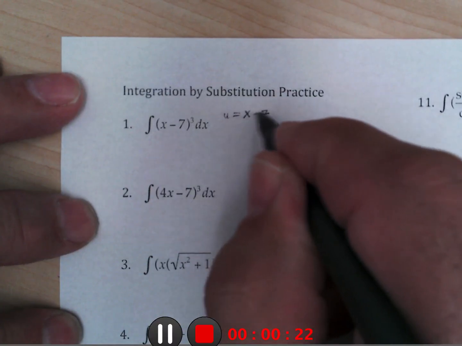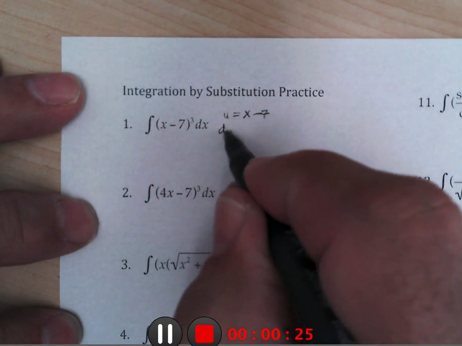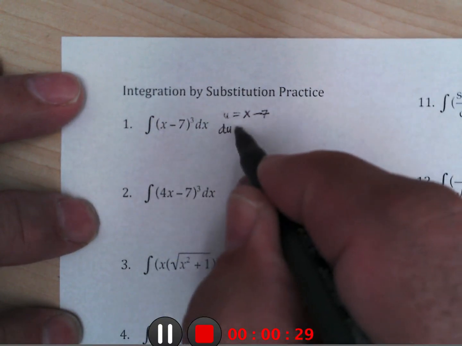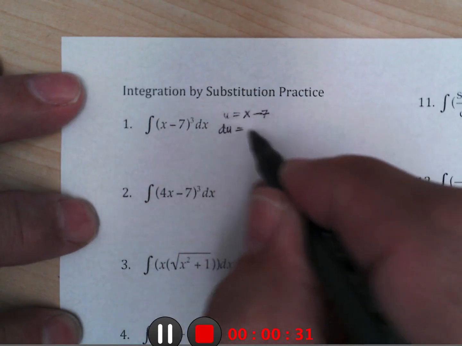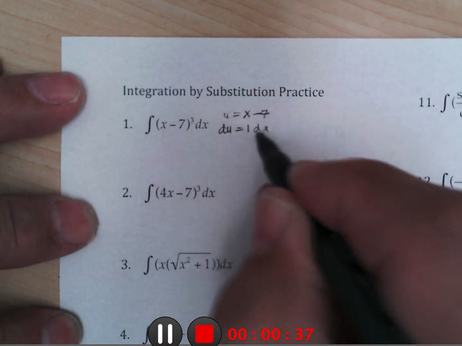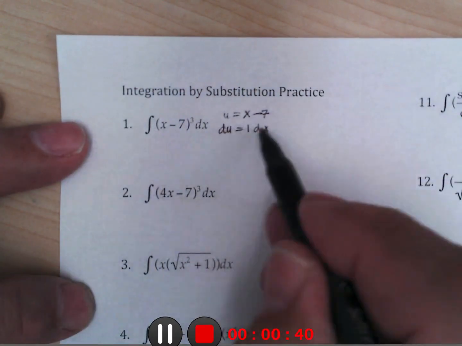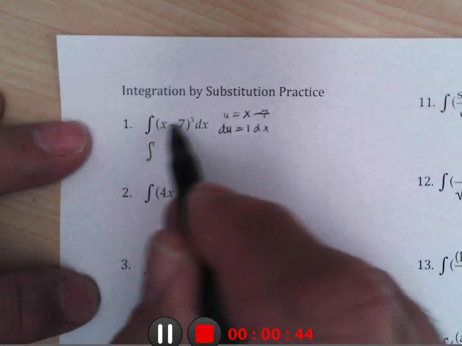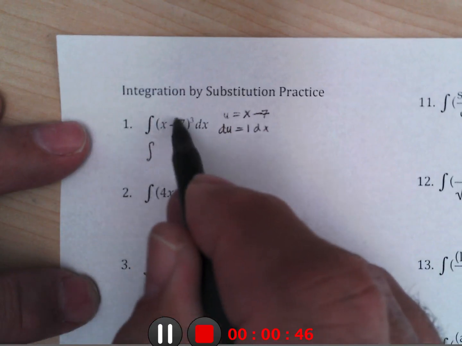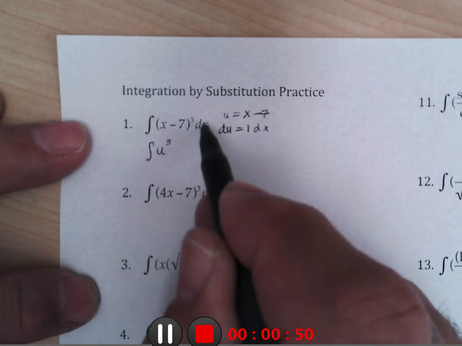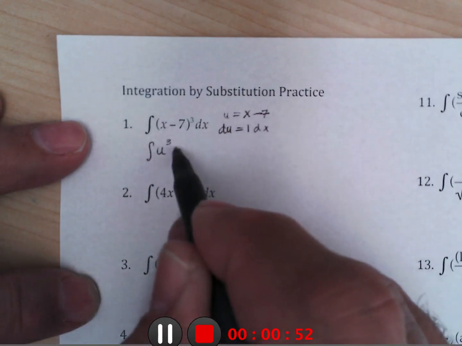And so du, the derivative of this side, du dx if I'm taking it, and the derivative of this side would be 1 dx. The derivative of this is just 1. So du and dx are equal. So this would be the integral of u to the third, and dx is the same as du, so I can replace it, so it'd be du.